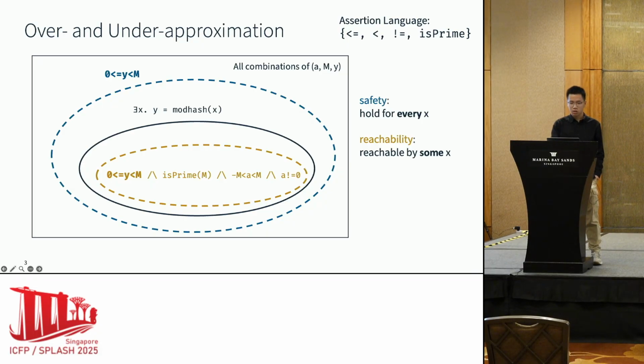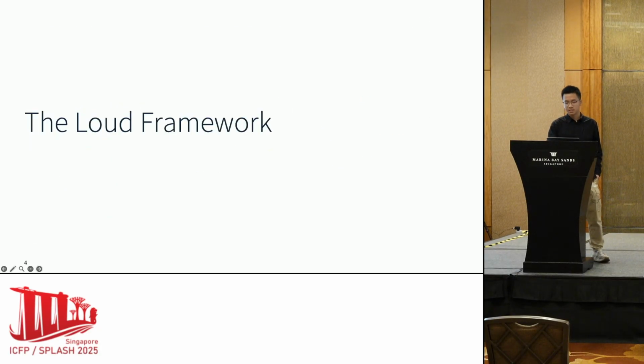Okay, so how do we automatically find those specifications? That's exactly what our framework does: it synthesizes both the safety property and the reachability property to better describe the program.